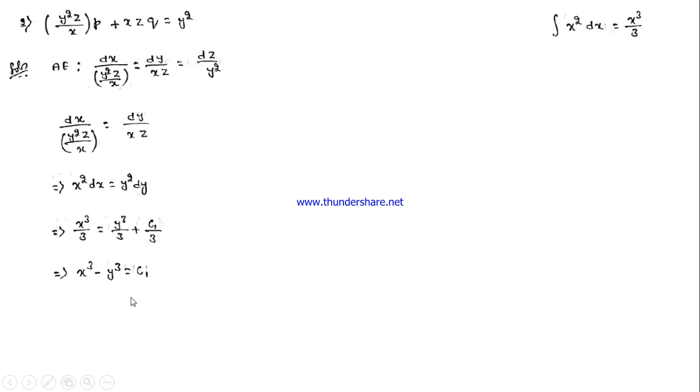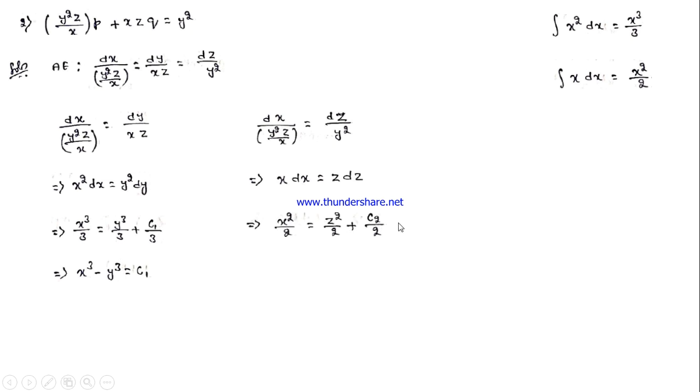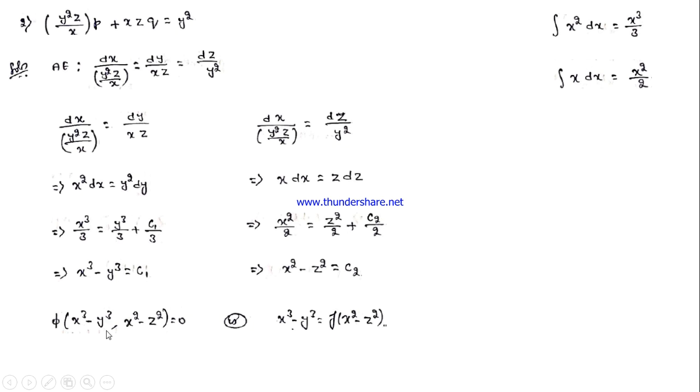This is your u. Now let me choose this first ratio and the third one. That gives y square will cancel, z comes here, x comes here. So it is x dx equal to z dz, and we know integration of x is x square by 2, integration of z is z square by 2 plus constant by 2. So one more solution is x square minus z square is equal to constant. So then our solution is phi of x cube minus y cube comma x square minus z square equal to 0. Otherwise this is equal to function of this, or this one equal to function of this. Okay, it is once again a very simple one.